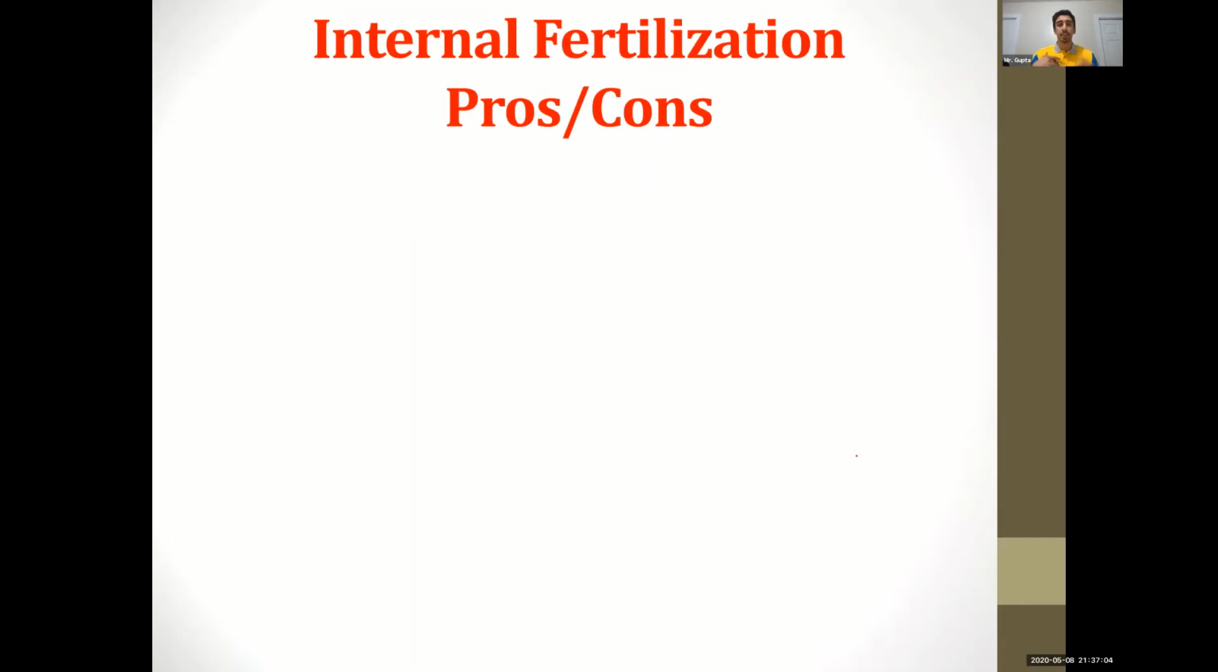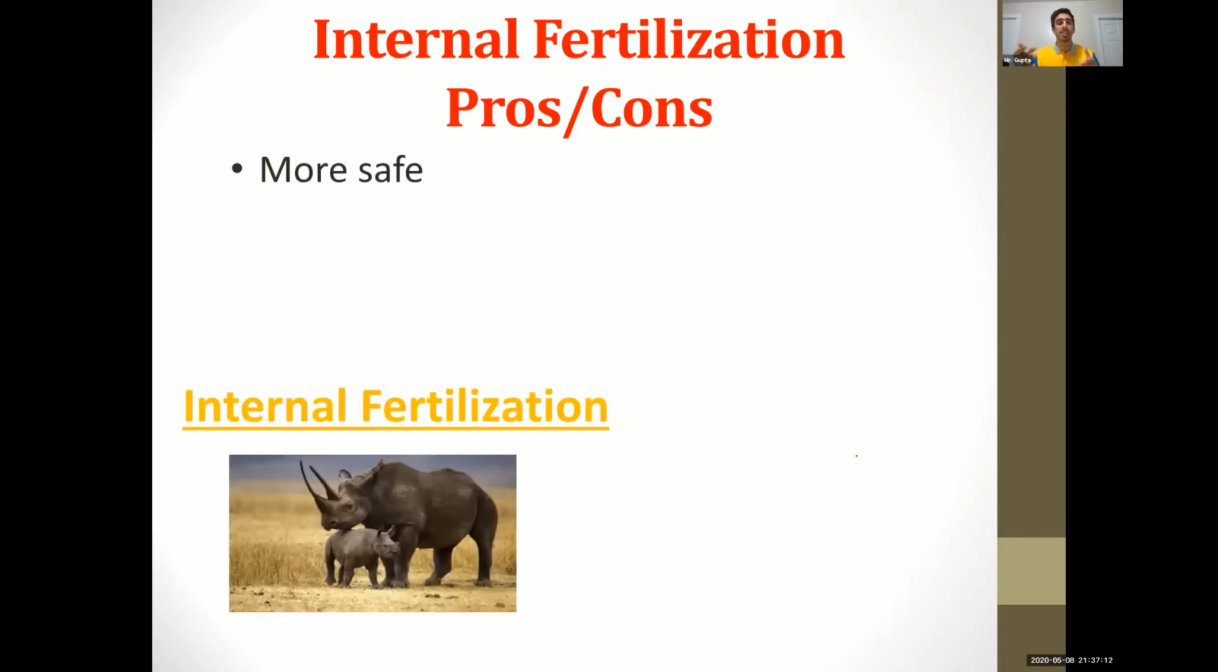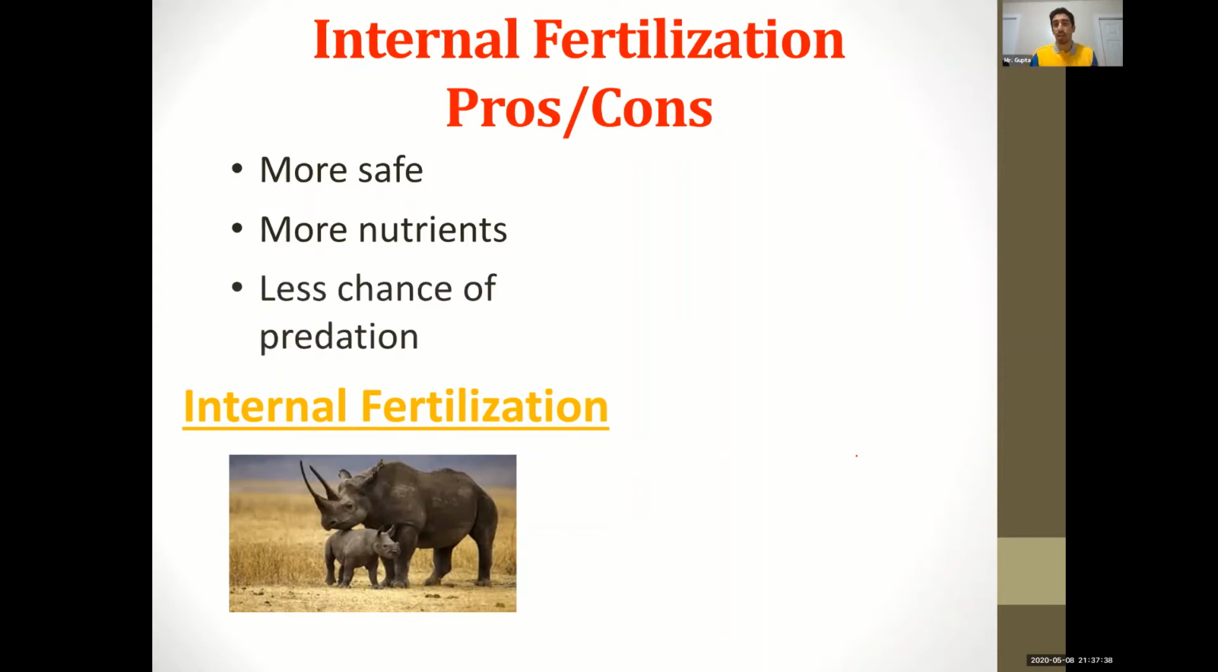So there are some advantages and disadvantages to internal and external fertilization. I'll just highlight a few. So firstly, internal fertilization often at times is more safe because that embryo, that baby, it's growing inside of its mother. The mother's physical body is protecting that baby from predators. Internal fertilization, there's often at times more nutrients for the embryo because once again, that embryo is growing inside the mother. The mother's nutrients are being directly transferred to that embryo. And finally, there's less chance of predation because once again, in internal fertilization, the embryo is inside of the mother.